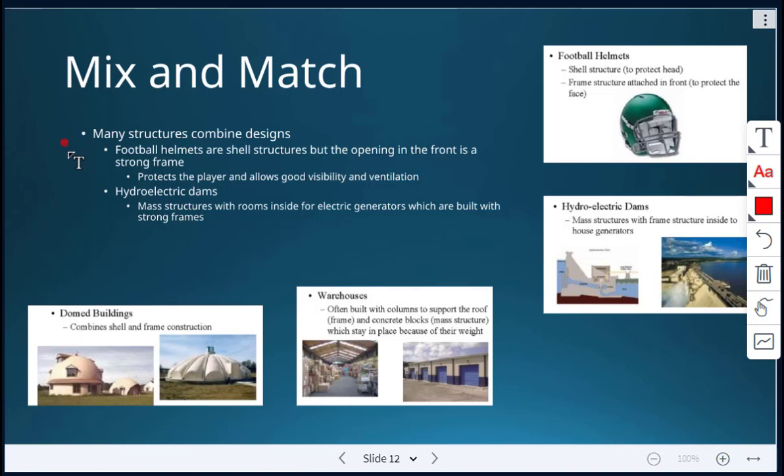And then hydroelectric dams, we talked about, are mass structures, but there are rooms inside for electric generators, and those are built from strong frames. This is a domed building. This combines a shell and a frame structure. In warehouses, there are often columns that support the roof. The concrete blocks stay in place because of their weight, so the concrete blocks are the mass structure. And then all the columns inside form a frame structure.